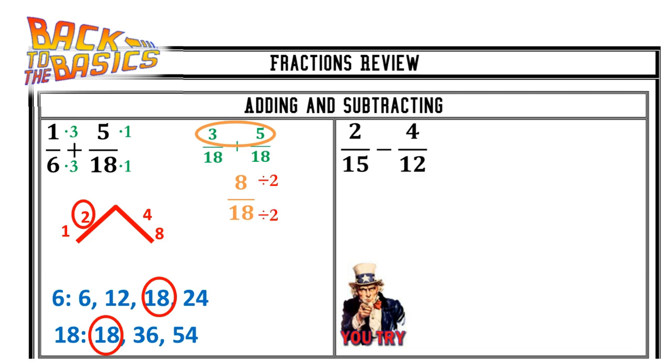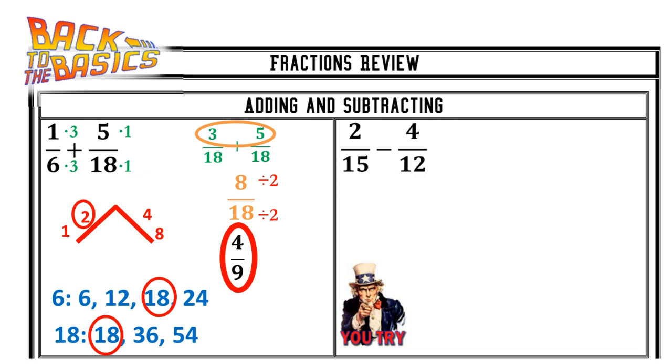So I'm going to divide top and bottom by 2. 8 divided by 2 is 4. 18 divided by 2 is 9. My fraction, my simplified answer here is 4/9. On your own, try the same process. Find common denominators, subtract your numerators once you have equivalent fractions, and then simplify.